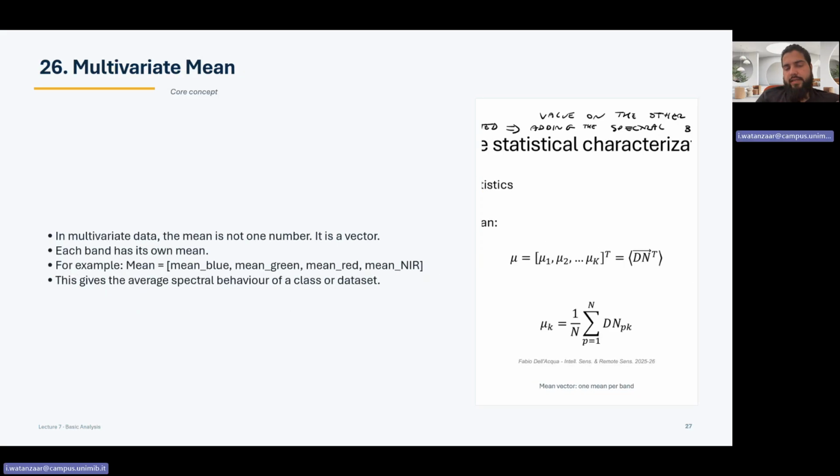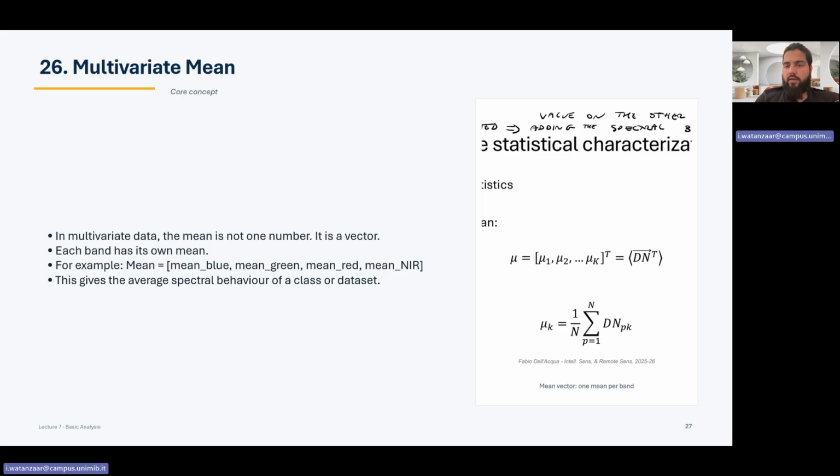Multivariate mean. It is again the same mean, but for multiple bands. In multivariate data, the mean is not one number, it is a vector because we are having multiple bands like blue, green, red. And for each band, we are taking its own mean. Then collectively we are taking its mean, so this is called the multivariate mean, so it's becoming a vector, not a single number. So each band has its own mean, and this gives us the average spectral behavior of a class or a data set.